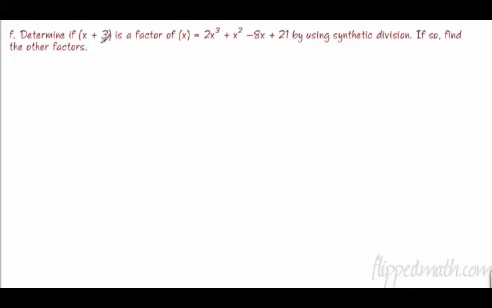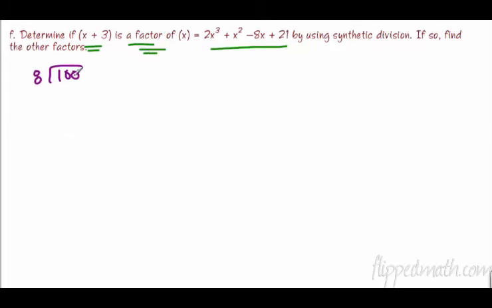Let's look at F. Determine if x plus 3 is a factor of this big ugly polynomial. Is this a factor of it? Well, we have to really understand what that means. What does it mean to be a factor of a polynomial? Well, let's take regular numbers here. Let's try 100. Is 8 a factor of 100? That's the question I'm going to pose to you so we can understand what factor means.